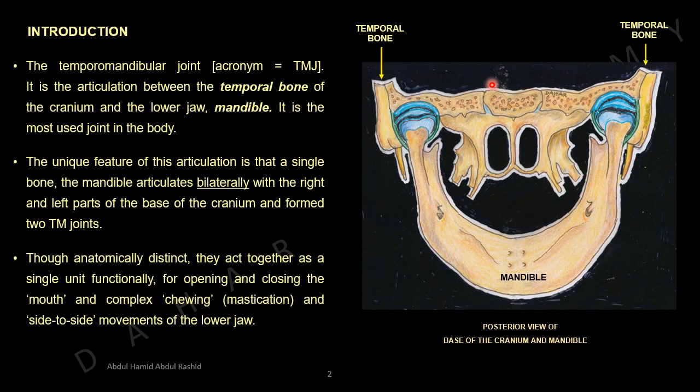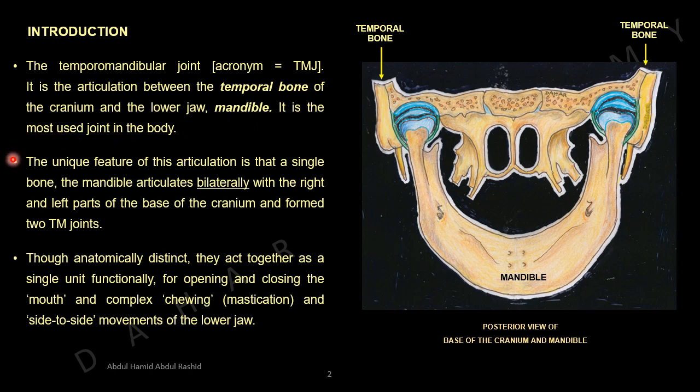Introduction. Look at the diagram. This is the posterior view of the base of the skull, that is the cranium, and the lower jaw, the mandible. The temporomandibular joint, acronym TMJ, is the articulation between the temporal bone of the cranium and the lower jaw, the mandible. It is the most used joint in the body.